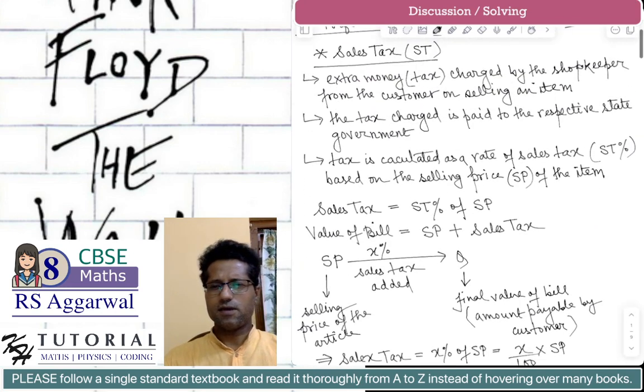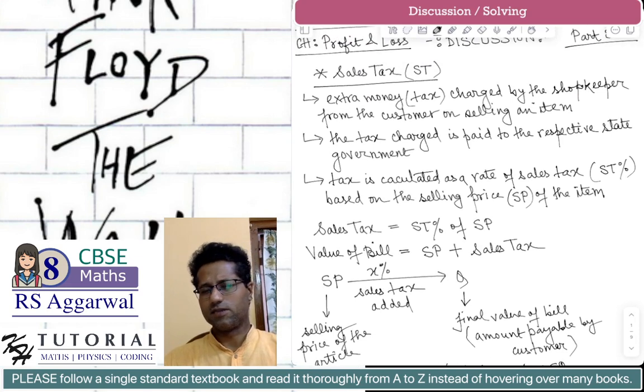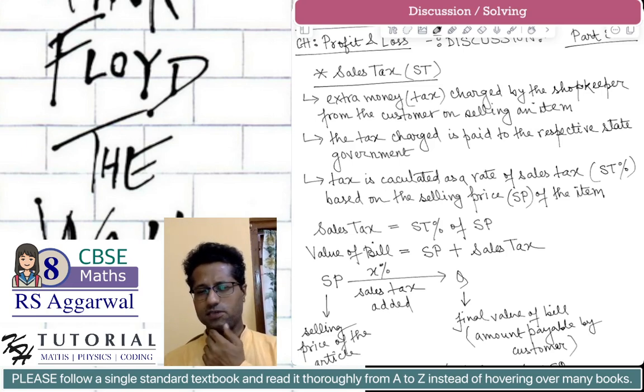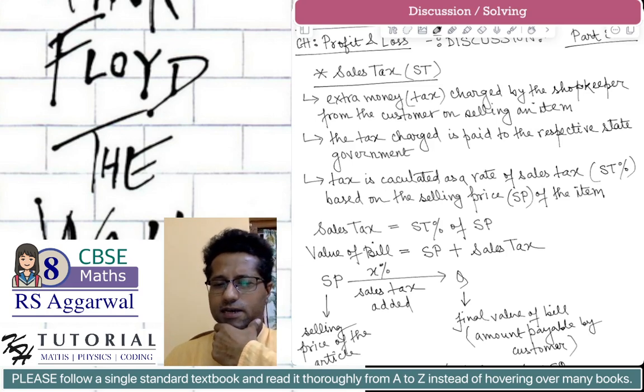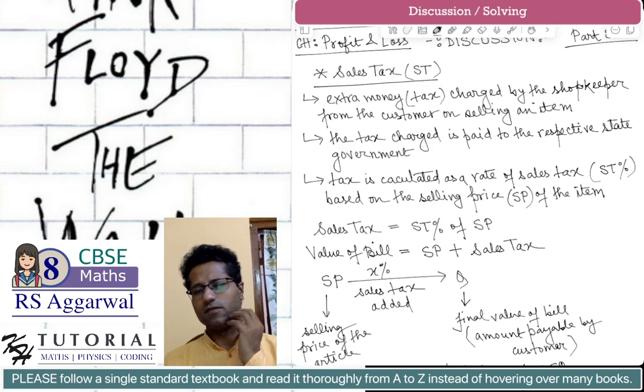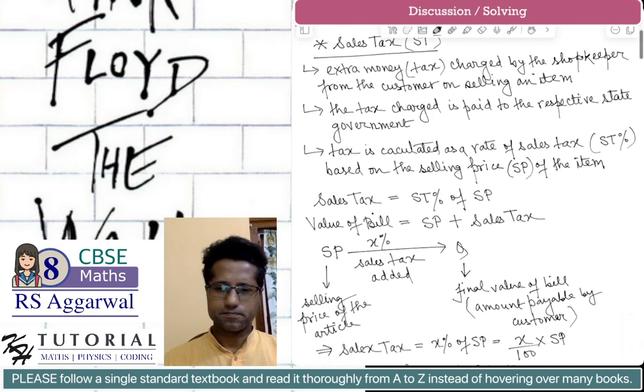There is a rate of sales tax, and the sales tax is computed on the selling price. If ST is the rate of sales tax, then the sales tax is ST% of the selling price, and so the final value of the bill, or the final amount that the customer has to pay, is the selling price plus the sales tax.